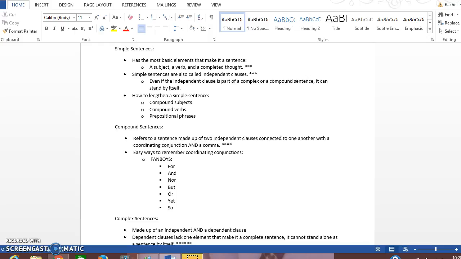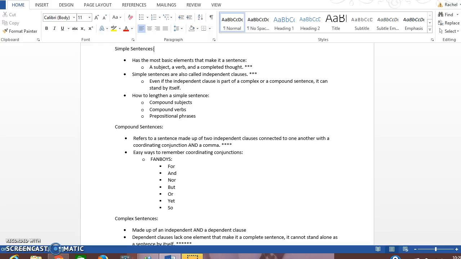Compound sentences refer to a sentence made up of 2 independent clauses connected to one another with a coordinating conjunction and a comma. That is very important. Just because there is a comma in a sentence does not make it a compound sentence, and just because there is a coordinating conjunction in a sentence does not mean that it's a compound sentence. The 2 have to be intertwined. They have to be used together.